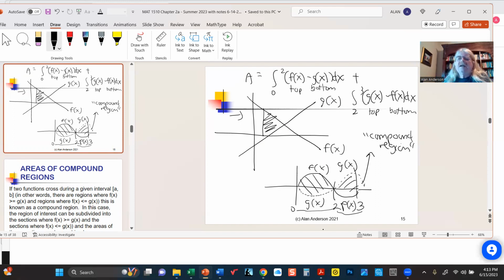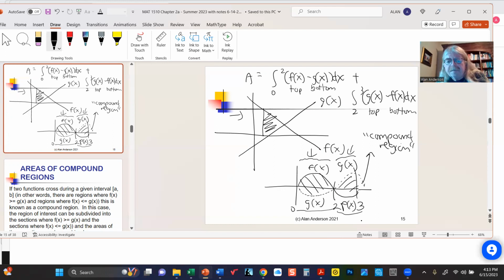Okay, well, and by the way, this is sometimes called a compound region because it has areas where one function is greater than the other and areas where it's the other way around. So basically what we're going to do is treat each of these separately. We're going to apply the approach we just saw from 0 to 2, and then from 2 to 3, and then we'll add up the results. So in other words, we're essentially breaking this up into 2 problems. We'll do each of these individually, and then we will solve by adding them up.